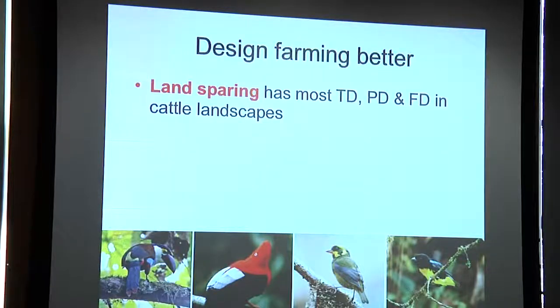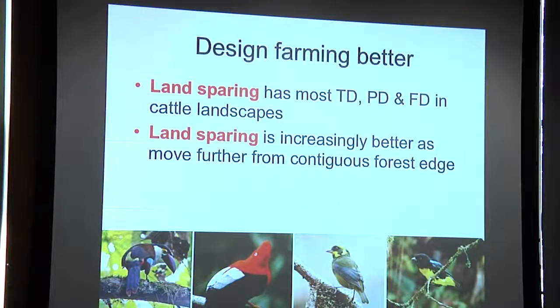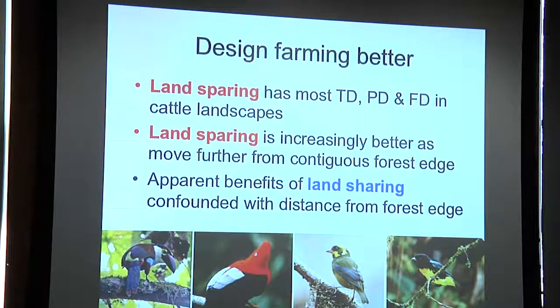So land-sparing will protect the most taxonomic, phylogenetic and functional diversity in cattle landscapes. It is increasingly better as you move further from contiguous forest edge, and consequently the apparent benefits of land sharing are evidently confounded with distance from forest edge.